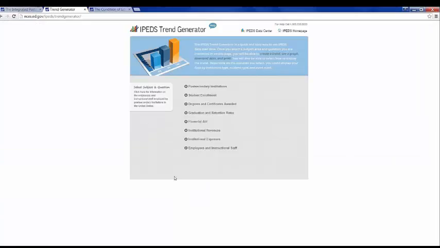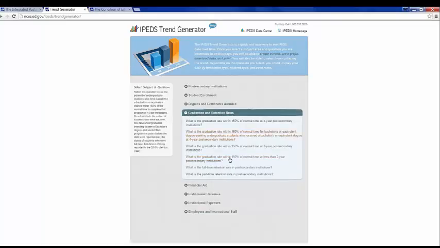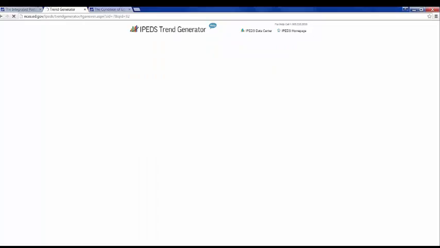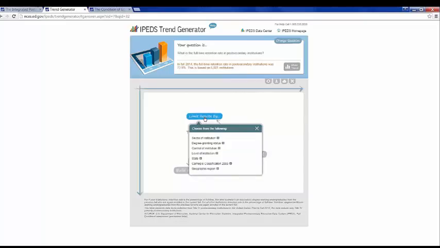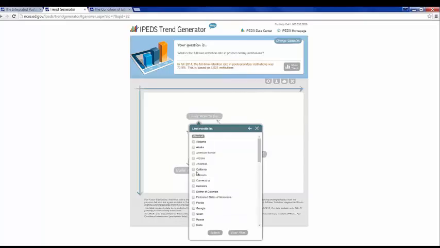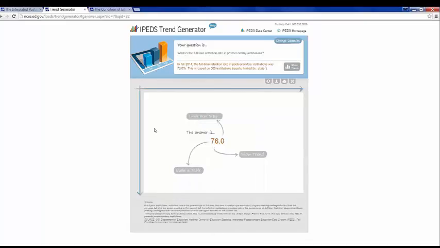So this is all the data that's brought in. We go to post-secondary institution. We can look at graduation and retention rates. They've got some canned questions. So, what's the full-time retention rate in post-secondary institutions? Brings my trend up. I can go in. I can limit it. So I can look at a particular state. I'm not going to pick on anybody, but since we're in Florida, I'm going to Florida. So here the retention is 76%.